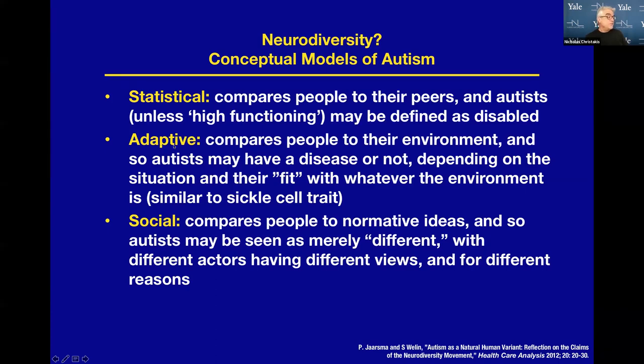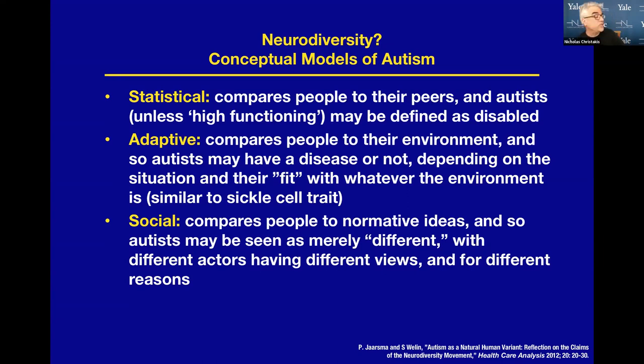If we use the adaptive standard, where we compare people to their environment, autists may have a disease or not, depending on the situation and their fit with whatever the environment is. Similar to sickle cell trait. I can't remember if I discussed sickle cell trait with you, but just having the sickle cell trait is adaptive if you live in a high malaria zone. So you wouldn't necessarily say that having sickle cell trait is a problem. In fact, it's great if you live in a high malaria area. It's only when you live in a different environment outside of a high malaria zone that sickle cell trait might become problematic. This is, for example, the same kind of argument you might use for autism.